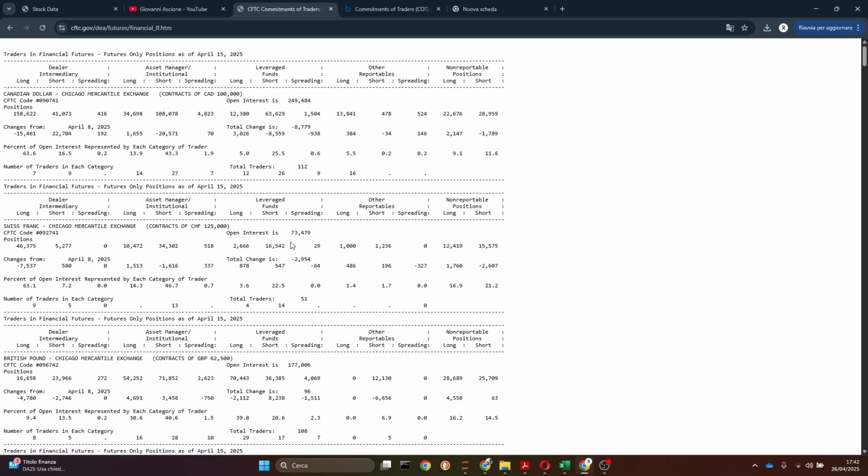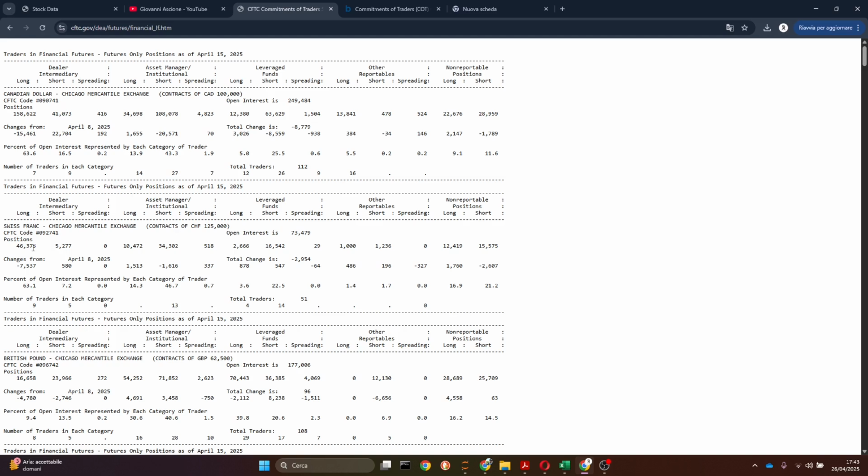They tend to have smaller positions than asset managers, and their goal is to realize a speculative profit. Other reportables and non-reportable positions are not institutional traders, so big traders or firms. For example, firms that have to hedge their position in dollars, their position in euros, or, for example, agricultural physical exposures, while non-reportable are simply small traders. So we are interested to know how dealer intermediary and asset managers are positioned on markets. I think these two are the main categories to watch out for.